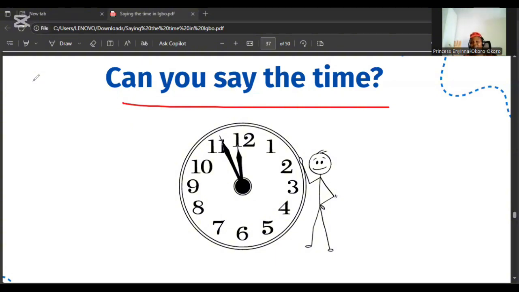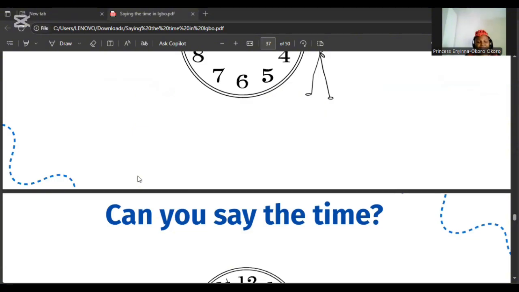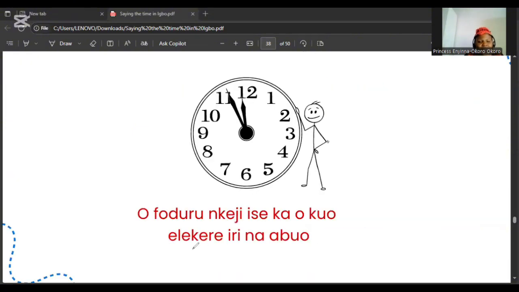Let me now tell you the answer. When I tell you the answer, you're going to check if you were correct. And if you were wrong, you just adjust it and correct yourself. The answer is ọ fọdụrụ gịnị? Ọ fọdụrụ nkeji ise. It's remaining 5 minutes. Ka ọ kụọ elekere iri na abụọ. Say with me. Ọ fọdụrụ nkeji ise ka ọ kụọ elekere iri na abụọ.